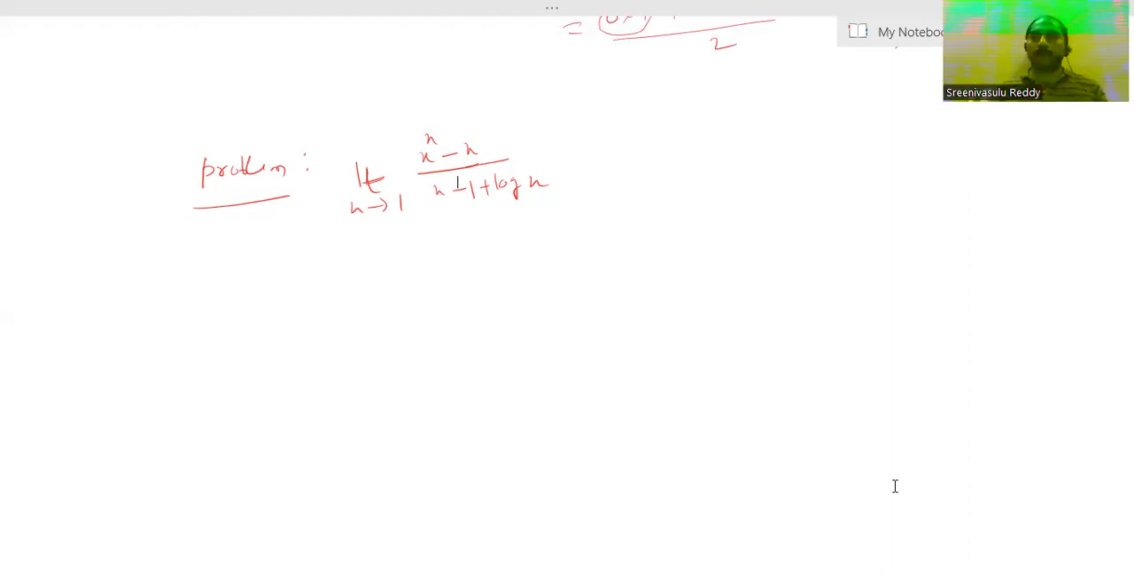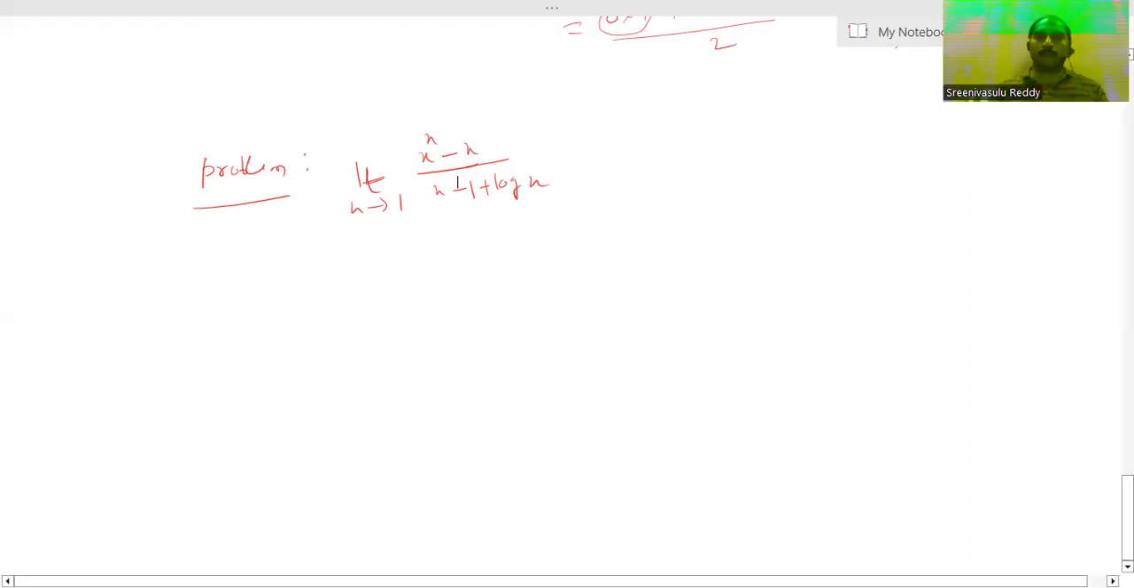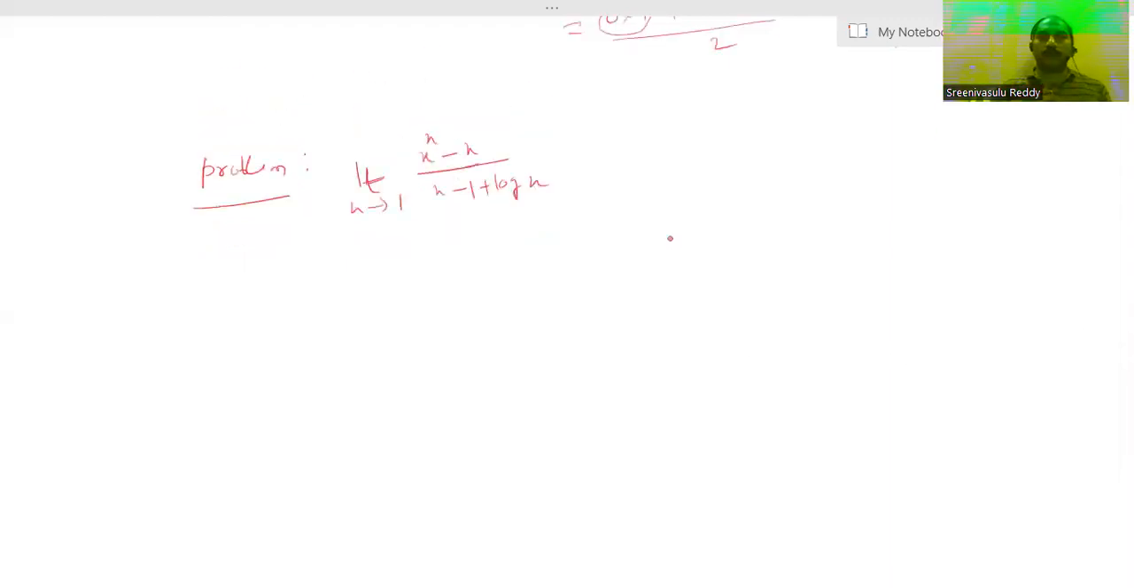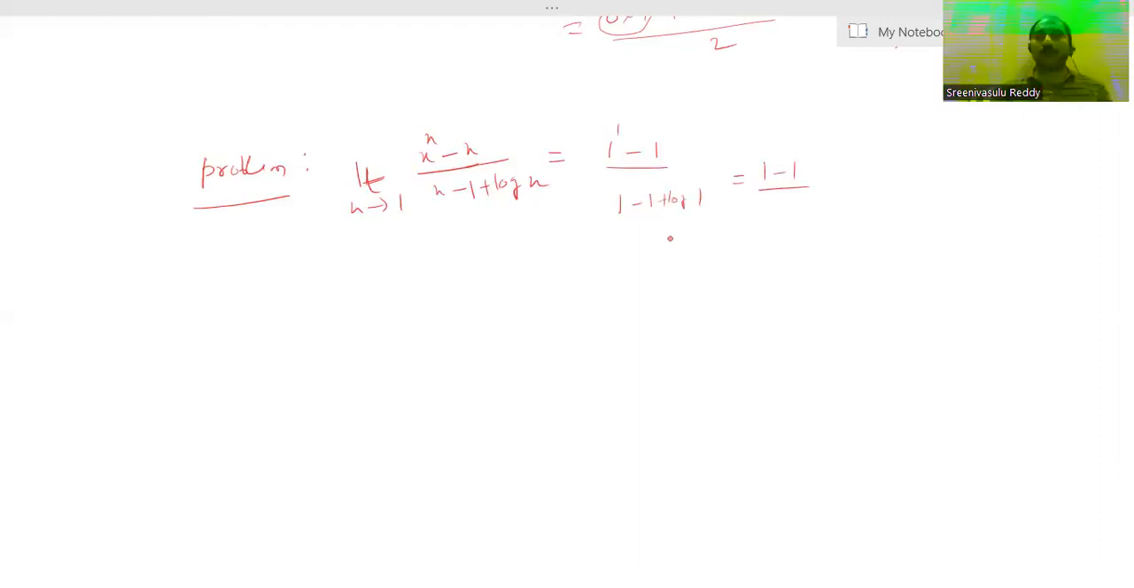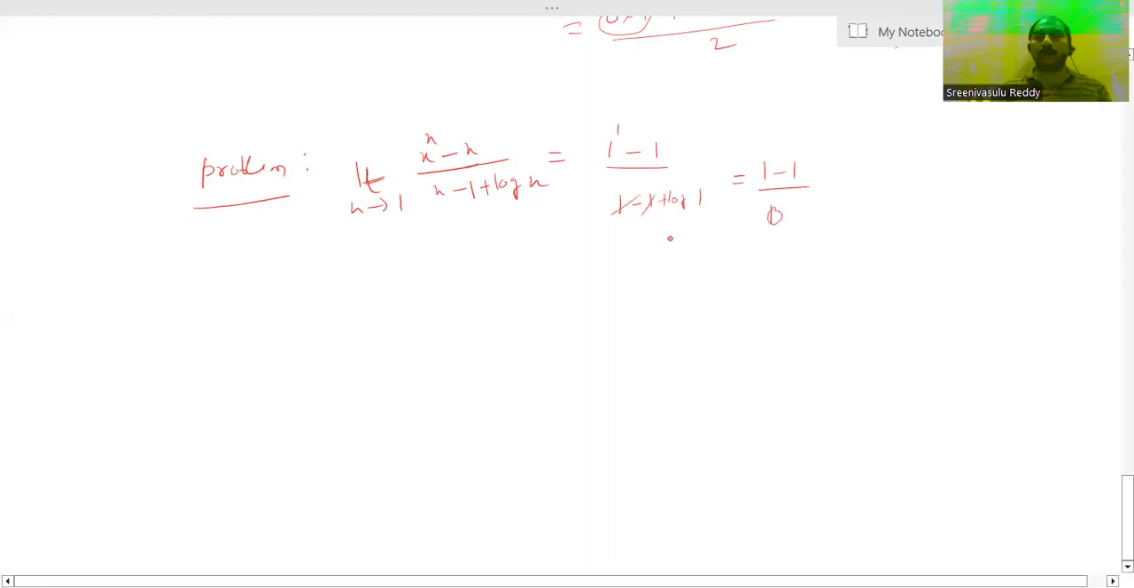Plus log x. So here, if you substitute x tends to 1, I start here only, the answer is also 1 power 1 minus 1 by 1 minus 1 plus log 1. What about the numerator? 1 power 1 means 1, 1 minus 1 by 1 minus 1. These two cancel. Log 1 means 0. 0 by 0, indeterminate form.